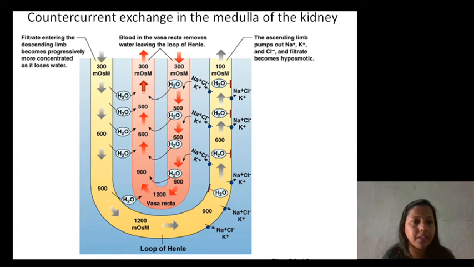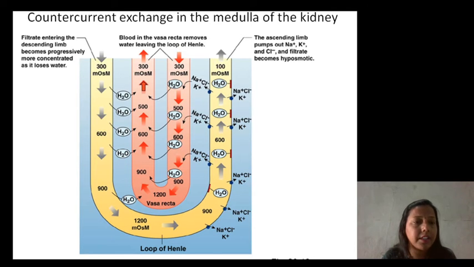As this filtrate flows through the ascending limb of the loop of Henle, only salts, meaning sodium and potassium ions, get reabsorbed, and because of that the filtrate becomes hyposmotic. It means the concentration of ions decreases and its osmolarity goes from 1200 to 900, then 600, then 100 milliosmoles.